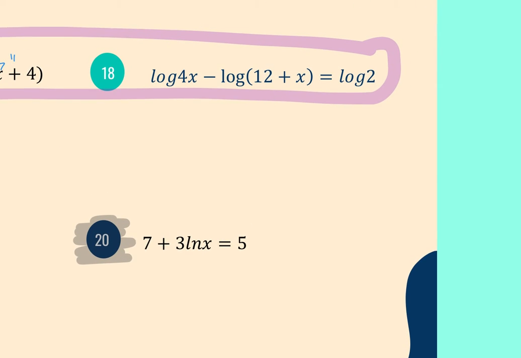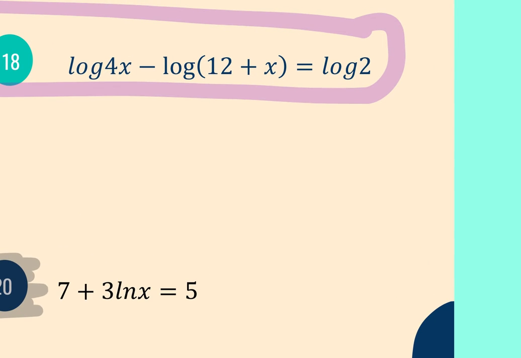18, you've got two logs on one side and one on the other. So what are we going to do with the two logs on the left? Good. Condense them. It's a minus, which means what? Divide. Log of 4x over 12 plus x equals log 2. Now it's one-to-one, so I ignore the logs. I get 4x over 12 plus x equals 2.